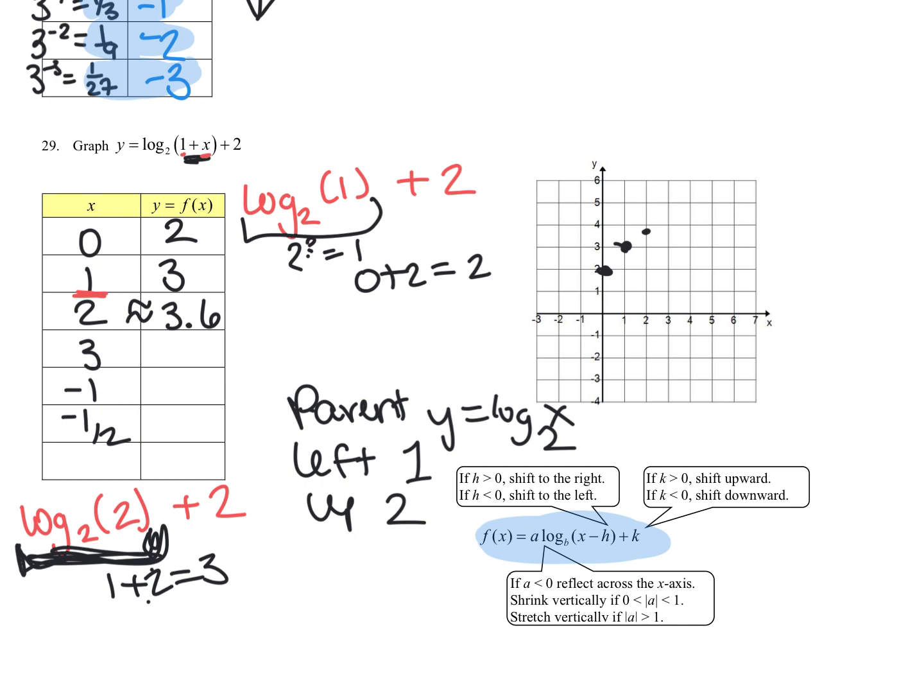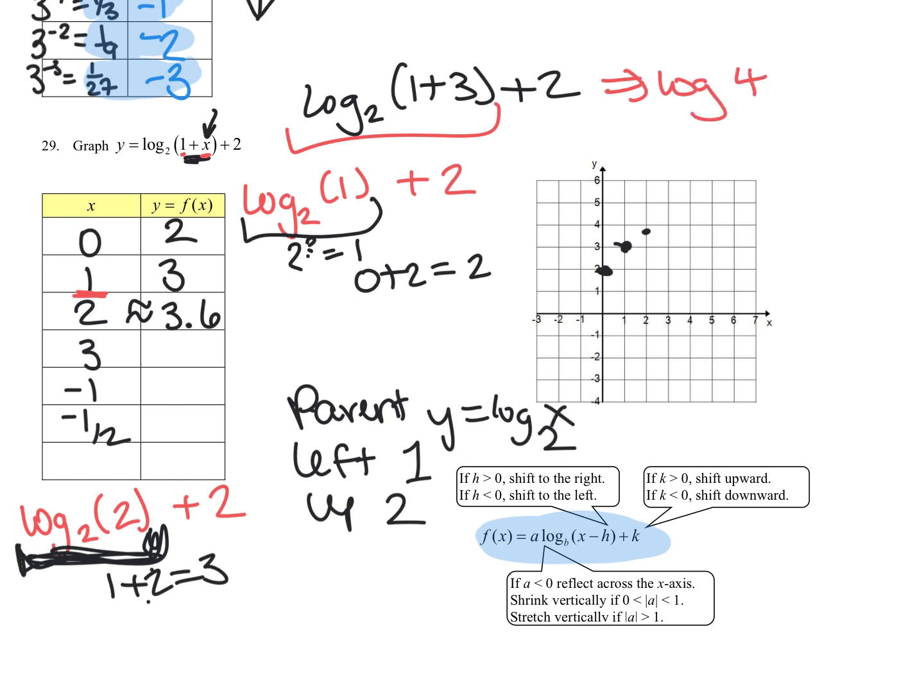And then when I plug in 3, I get the log base 2 of 1 plus 3, plus 2. This becomes the log of 4 base 2 plus 2. But this says 2 raised to what power equals 4? That would be 2. 2 squared equals 4, and 2 plus 2 equals 4. So 3, 4 would be another ordered pair.